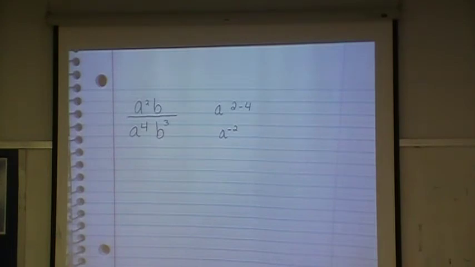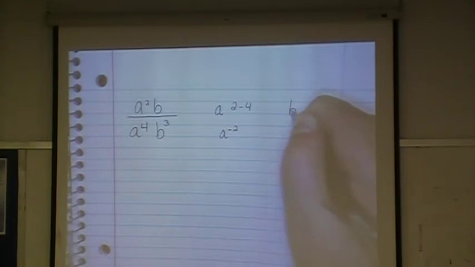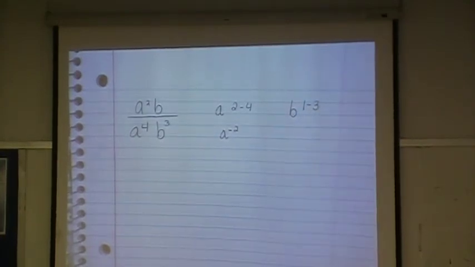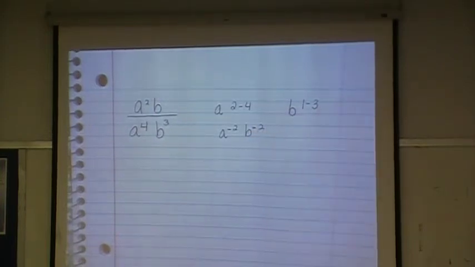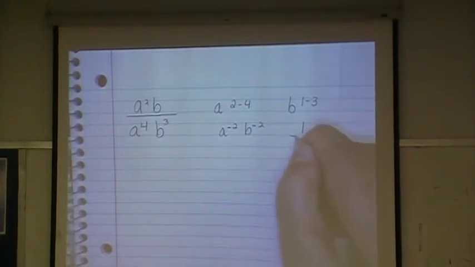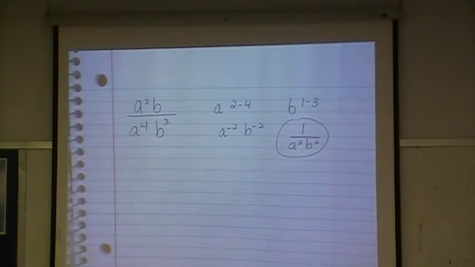Then I'm going to look at my B's. My B's is 1 minus 3. What is 1 minus 3? Negative 2. B is also negative 2. So you look at that and go, wait a minute, that can't be my final answer. Okay, I know how to fix that. I'm going to put a 1 on top, and I'm going to have a squared, b squared on the bottom.